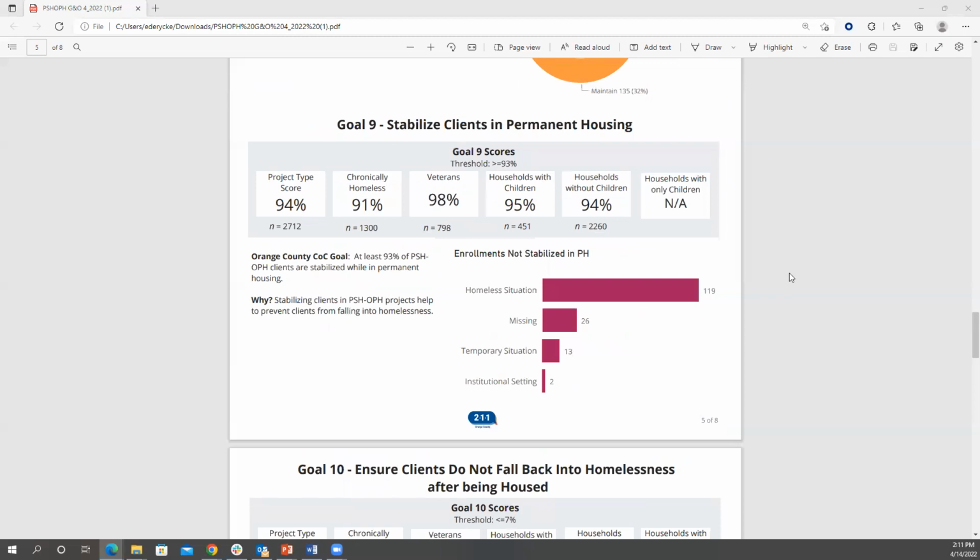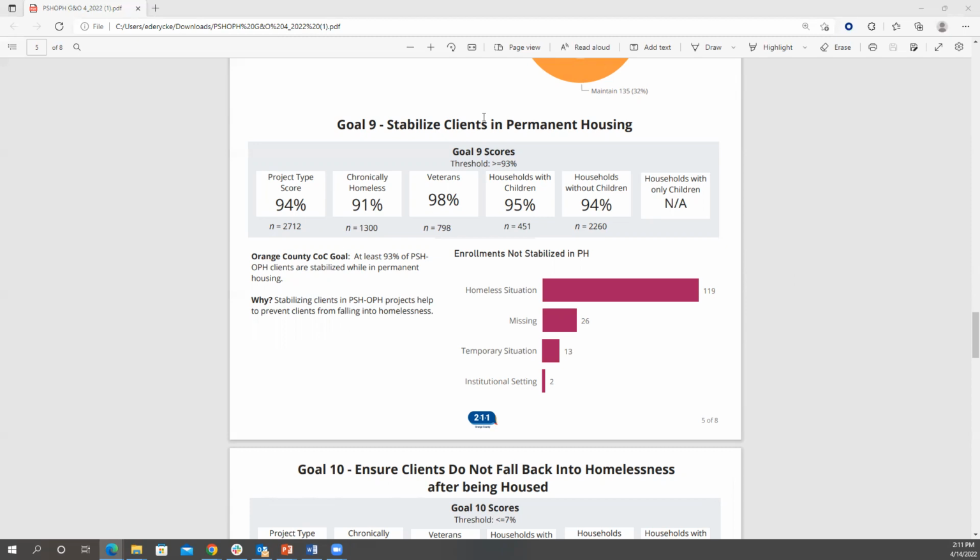Goal 9 is stabilizing clients in permanent housing. So this means that the client is active in a permanent housing project and has a housing move-in date, or if they exit the project to a permanent housing situation, that's also considered stabilizing the client.